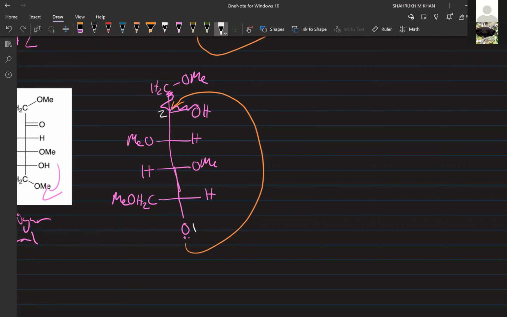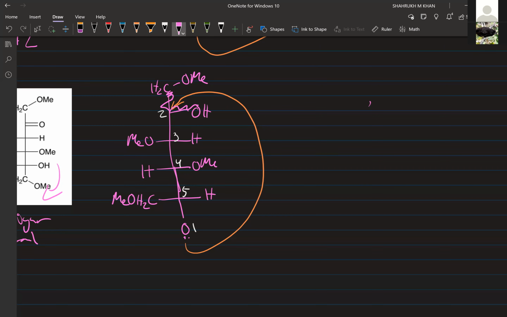This is carbon 1, 2, 3, 4, 5. You can't draw a chair here, so we could do a kind of pseudo Haworth projection. Actually, I guess this is Haworth. I don't know if that's what it's called. I know Haworth is for 6-membered rings. I don't know if they're called the same for 5-membered.